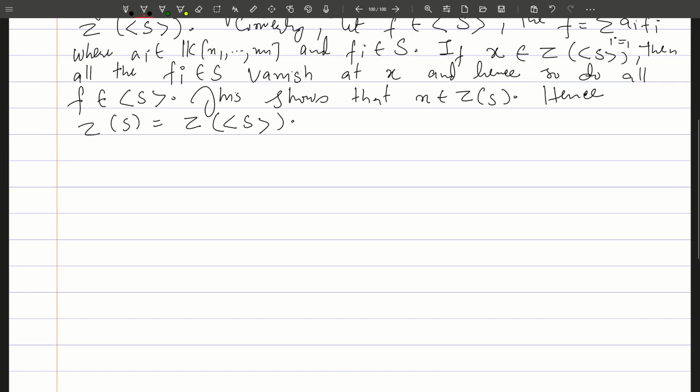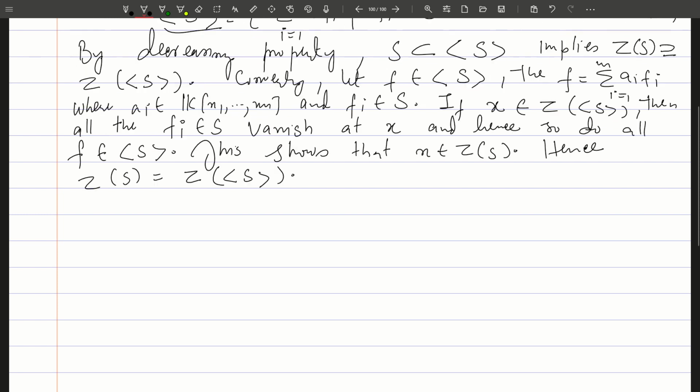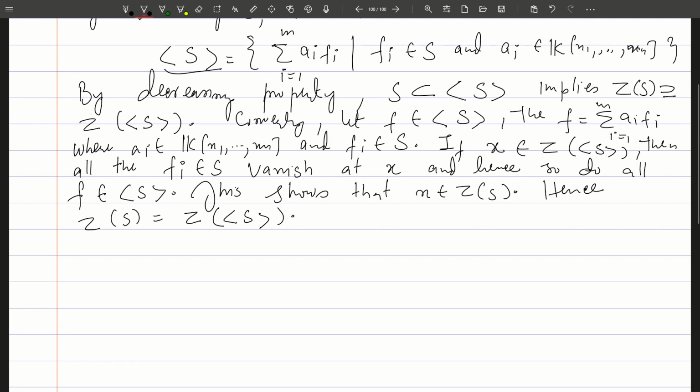Now K being a field, it is obviously Noetherian. So this means this polynomial ring over here is Noetherian. Now if this is the case, then any ideal in this ring is finitely generated. This is a property of Noetherian rings, that any ideal in a Noetherian ring is always finitely generated.